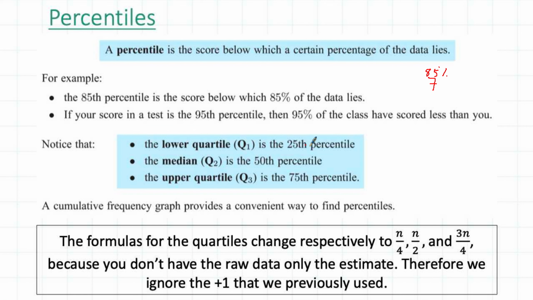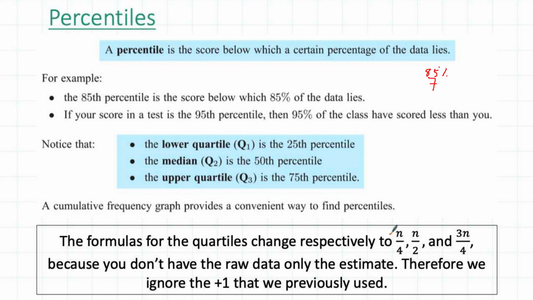The lower quartile is the 25th percentile, so that's the equivalence now. The median is the 50th percentile, and the Q3 is the 75th percentile. So cumulative frequency is more convenient to find percentiles and the Q1, Q2, Q3 specifically.